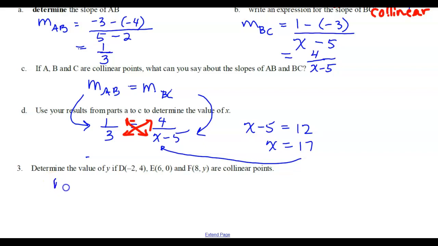So slope of DE, figure that out. Then slope of EF. Slope of EF will have y in it. Then you make them equal to each other. Okay, so do that right now.